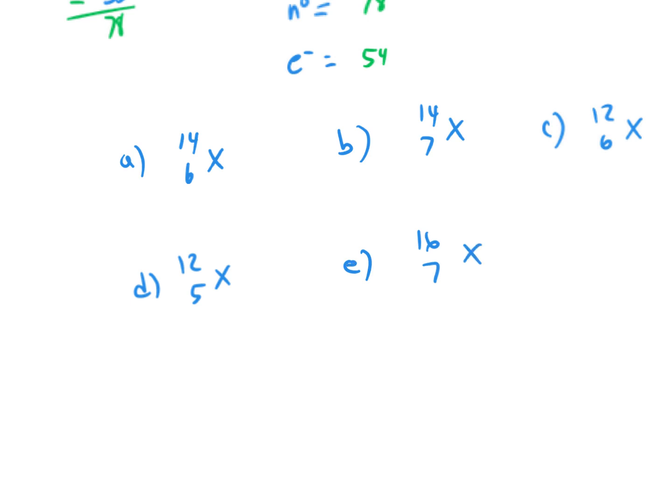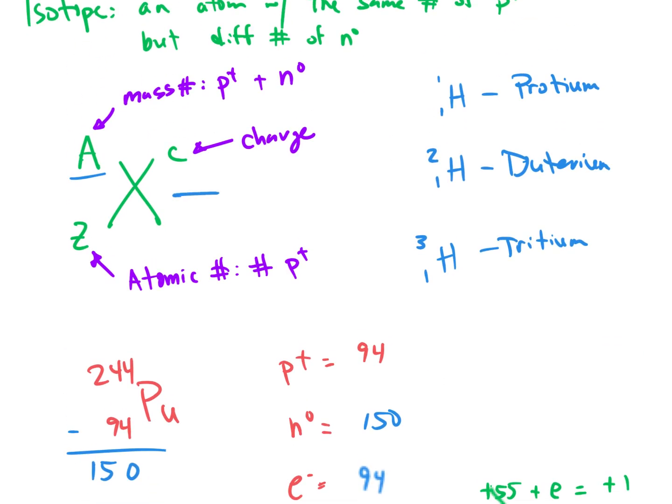That's E. By the way, I didn't tell you, what does the X represent? The element symbol. And if you look at the elements on the periodic table, the first letter is always capitalized. If there is a second letter, it's always lowercase. Write it that way. Okay?